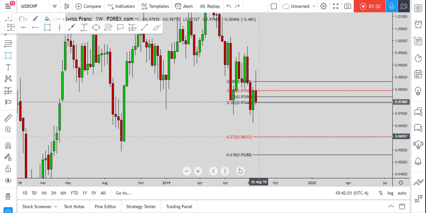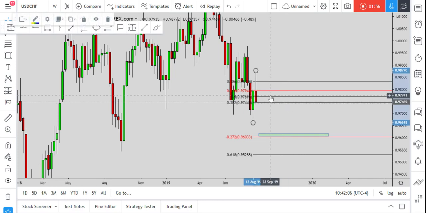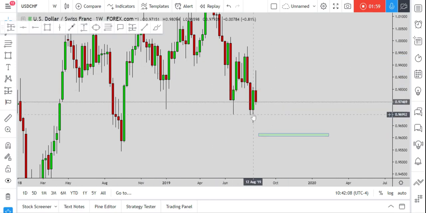So the target will be this area here just above the minus 27 of the weekly time frame, and this is the way you're supposed to keep your charts clean. So with a target, and that's it.